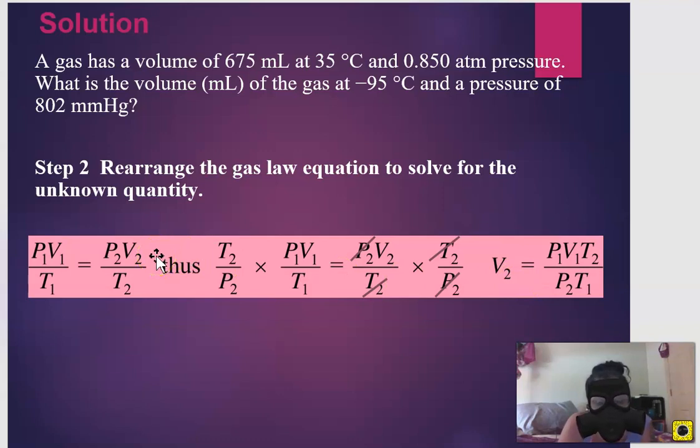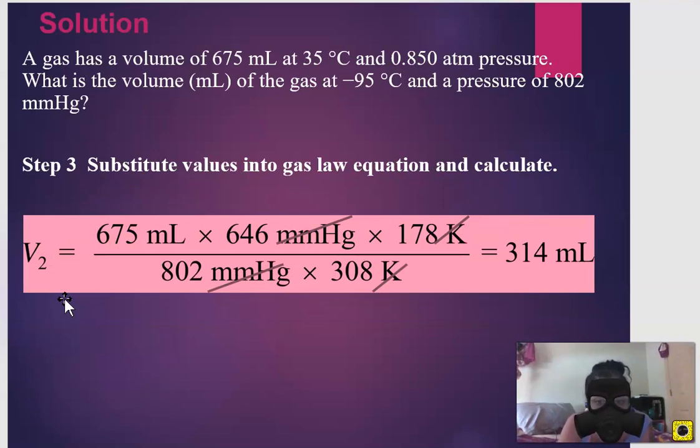So, to get V2 by itself, we can multiply by the reciprocal over here, T2 over P2, to cancel out these T2s and P2s. And then you get V2 is P1 V1 T2 over P2 T1. So again, you just multiplied by the reciprocal so that you could cancel these out. Or you could cross multiply and divide, whichever one you feel more comfortable doing.